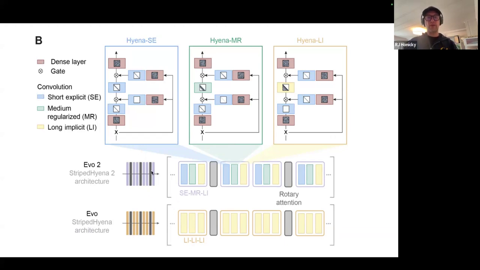So the idea is that you have this stack. Instead of having attention block, attention block, attention block, you have this SE, MR, LI, and then an attention block, and then SE, RR, MR, LI, and so on. You stack these up so that you end up with your different layers calculating their attention circuits in different ways.